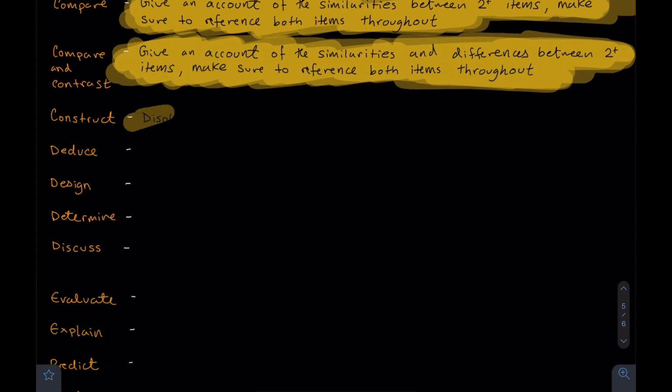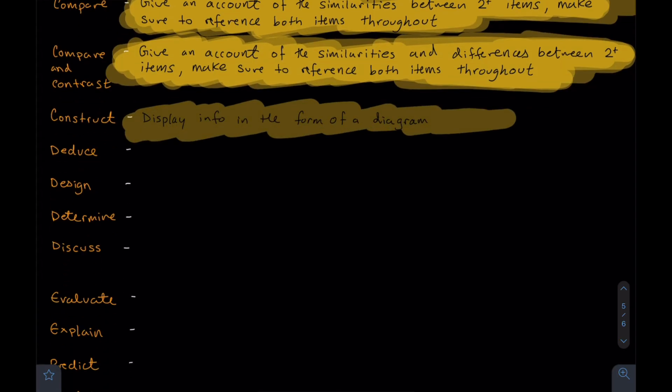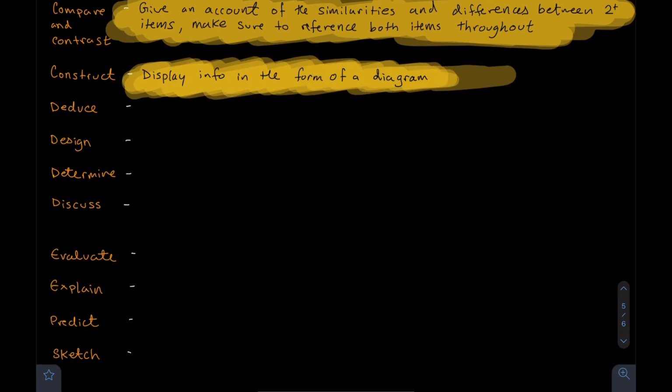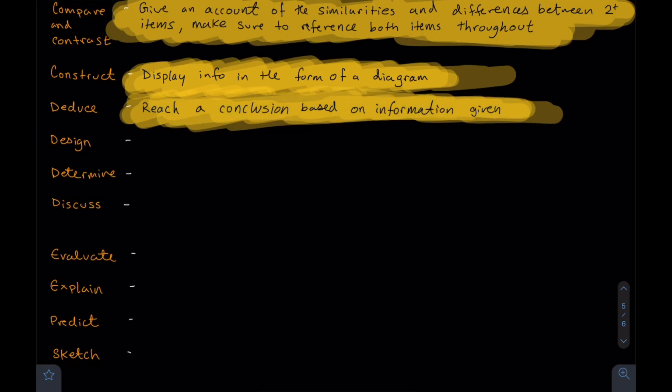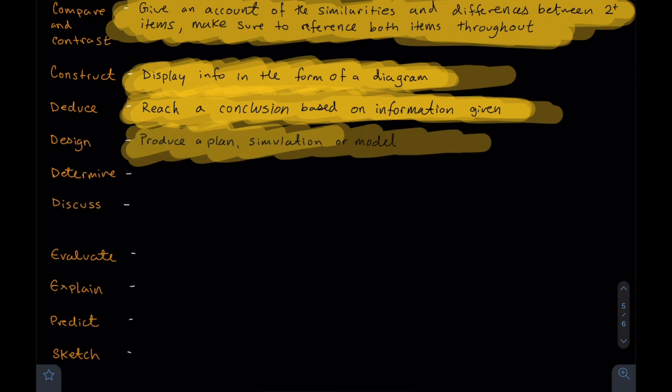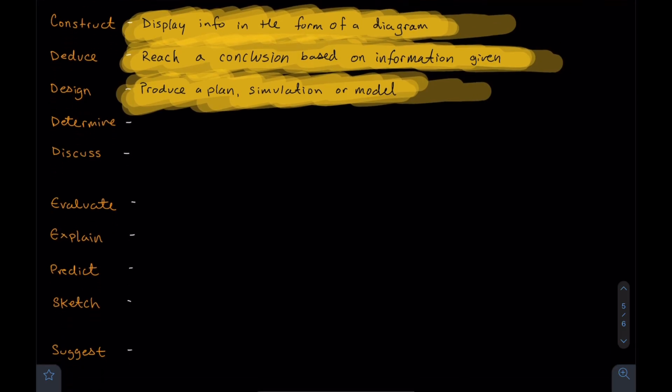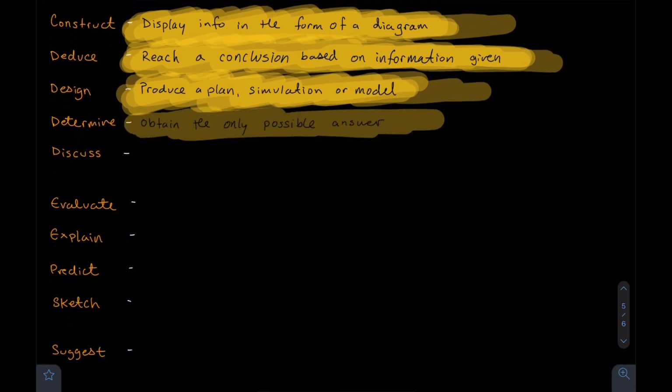When you're asked to construct something, this is usually when you display information in the form of a diagram or graph. You might be asked to deduce something, which is when you make a conclusion based on information provided to you. If you're asked to design something, you usually just have to create a quick sketch or model or simulation based on what prompt you were faced with. When asked to determine something, you must obtain the only possible answer, again based on some kind of prompt.